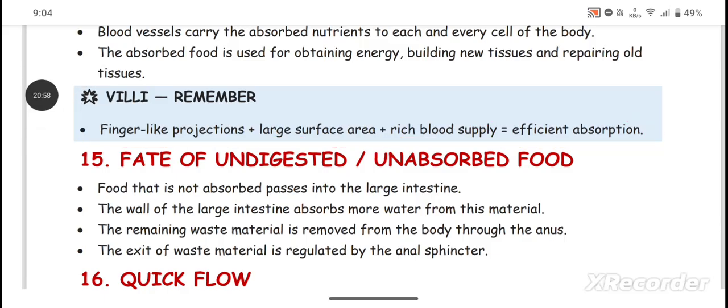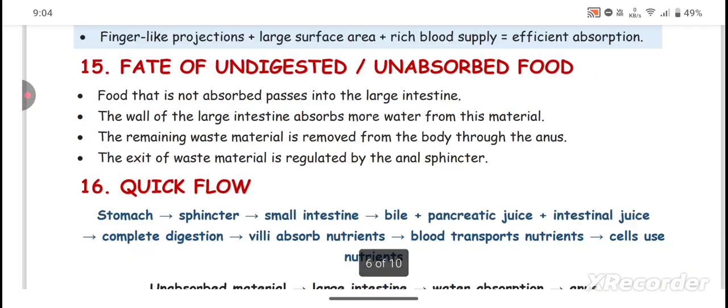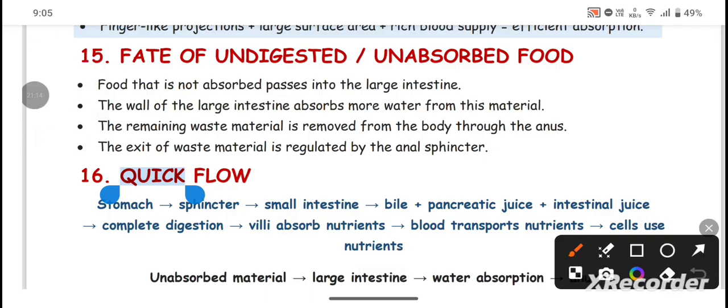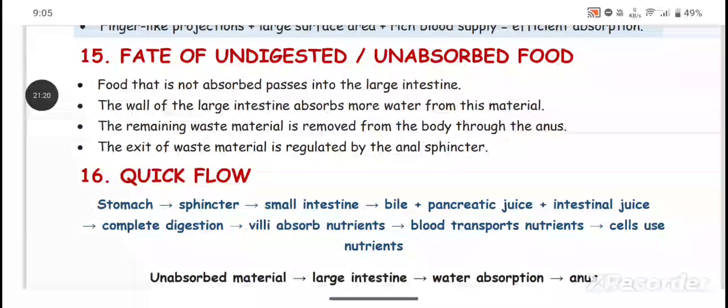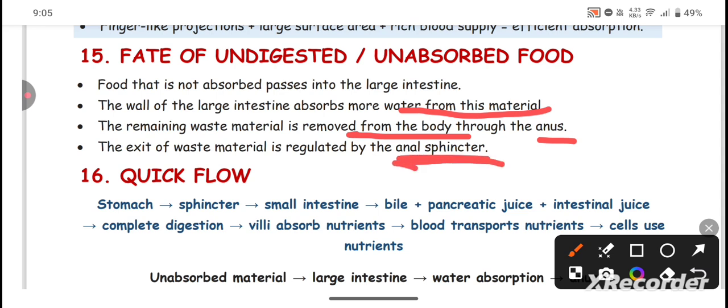So we have seen the process of digestion which occurs from the mouth to the small intestine. There is some portion of food which is always left undigested or unabsorbed. So let's see what is the fate of such food. Food that is not absorbed passes into the large intestine, and the wall of the large intestine absorbs more water from this material, and the remaining waste material is removed from the body through the anus. The exit of waste material is regulated by the anal sphincter. Again, we have sphincter muscles in the digestive system.